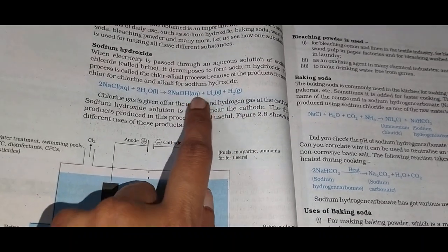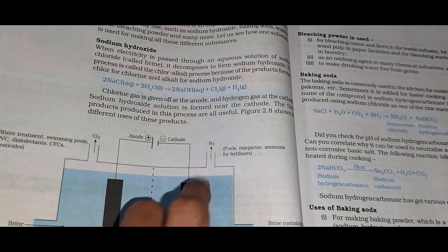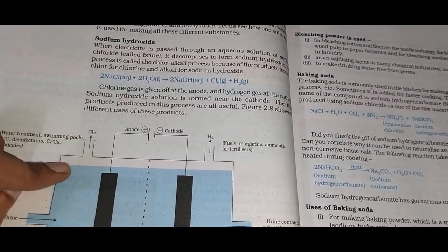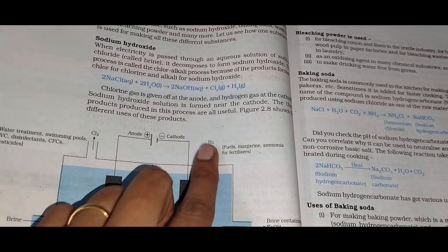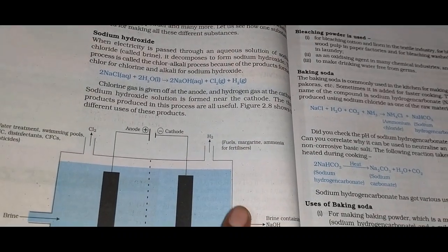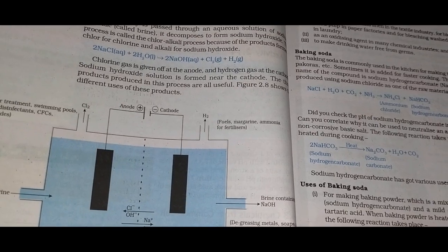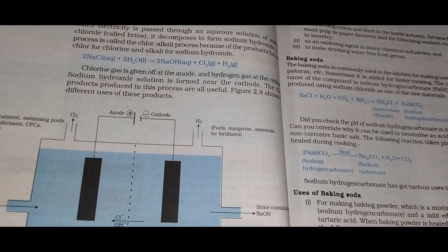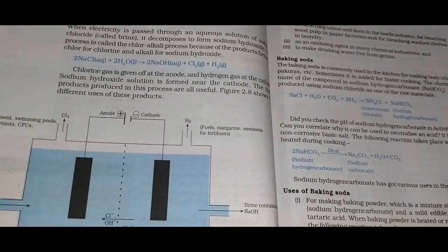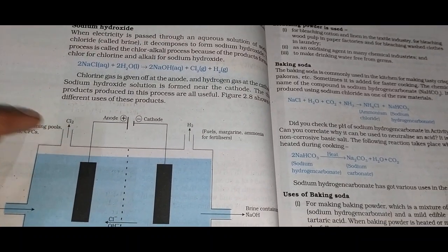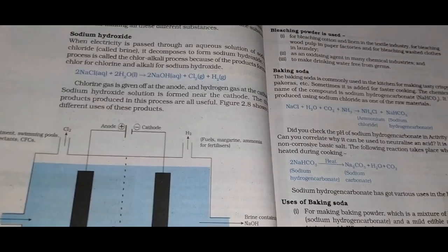Here sodium hydroxide is produced. Chlorine gas is given off at the anode, hydrogen gas at the cathode. Sodium hydroxide solution is formed near the cathode, and all the products obtained are useful here. Nothing is wasted in this, because chlorine is used in bleaching powder. Yes, no? So let's see.